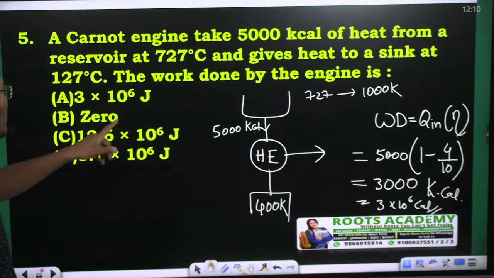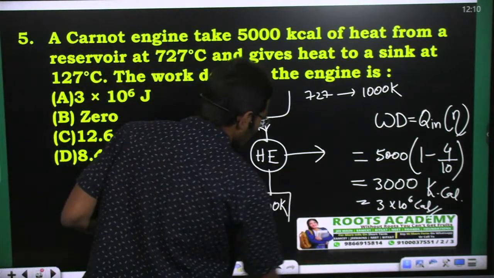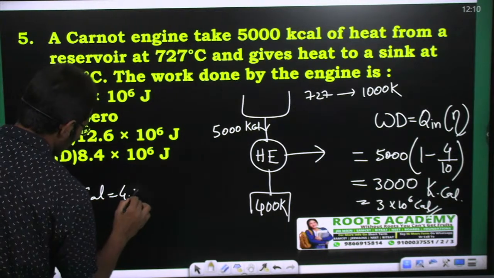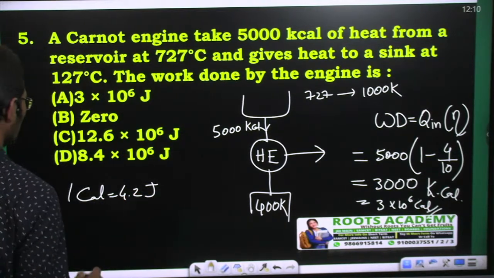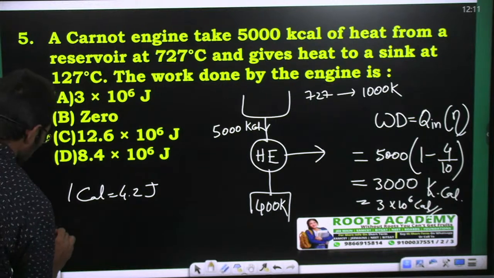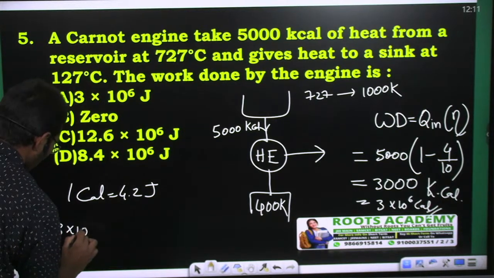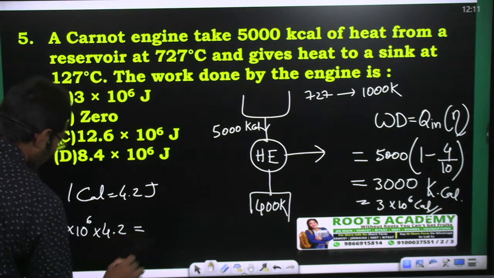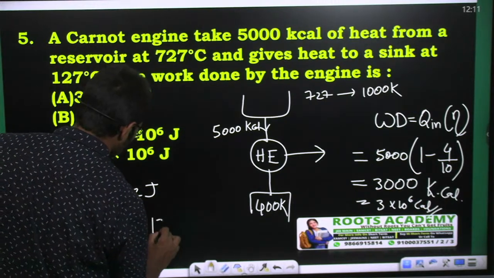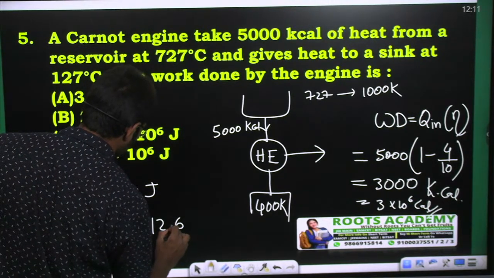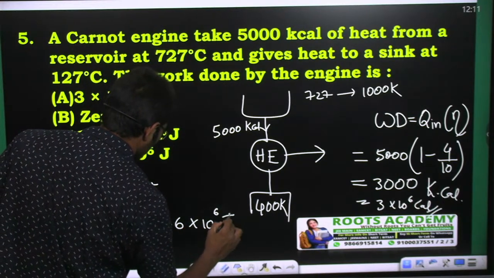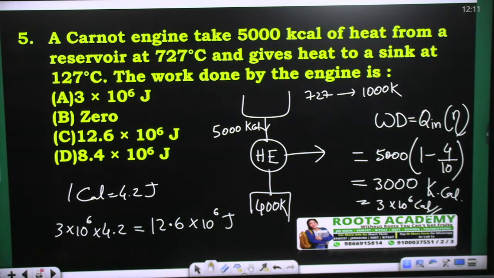So we need to convert that into joules. 1 calorie is equal to 4.2 joules. So you will be getting 3 into 10 power 6 into 4.2 is equal to 12.6 into 10 power 6 joules. So see the importance of units, how important they are.